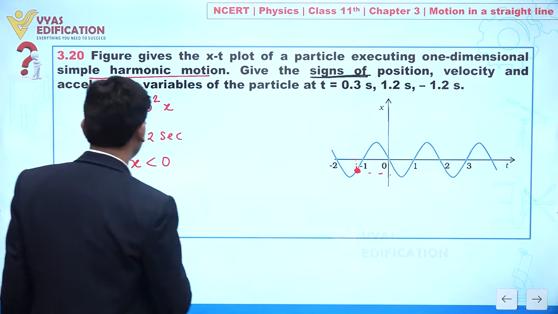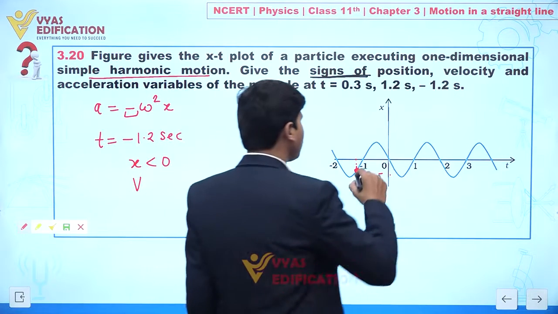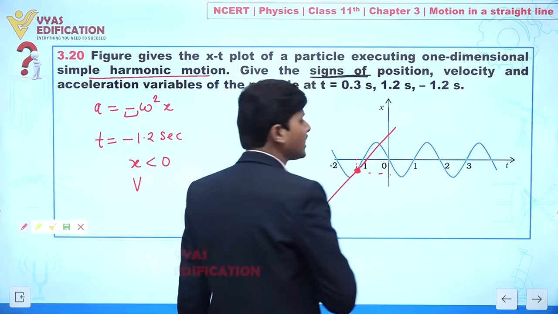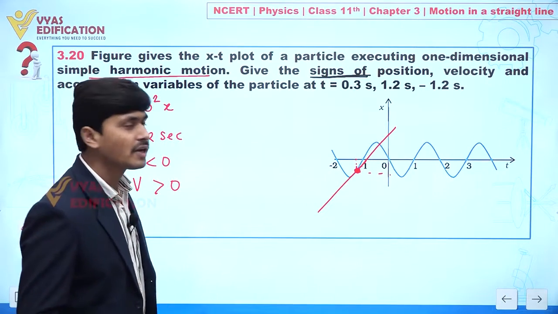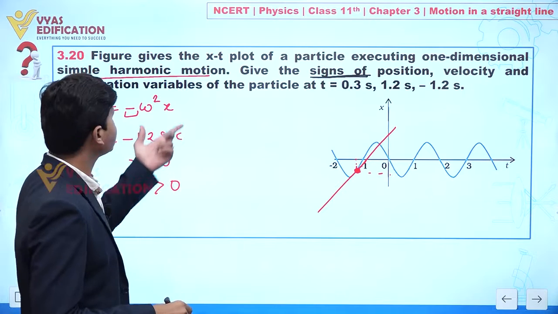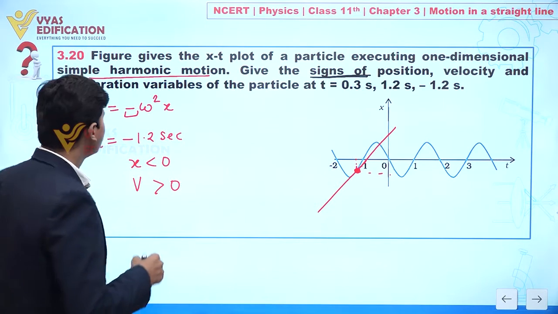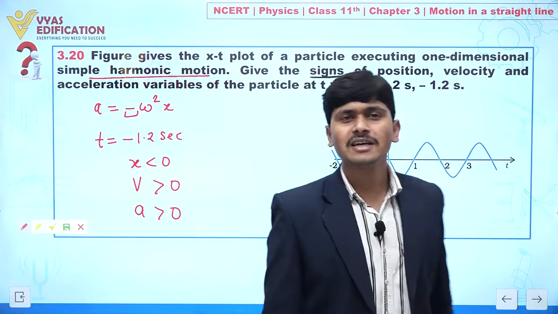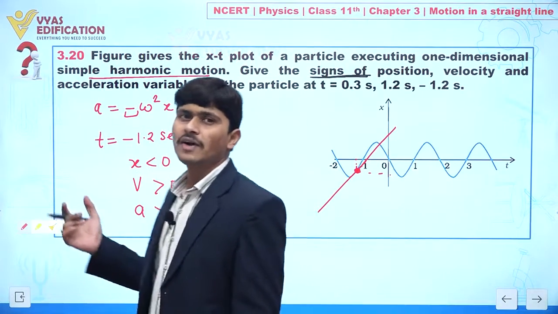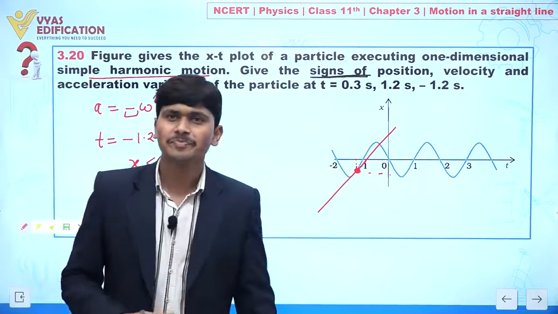If we talk about velocity, clear. If we draw a tangent here, definitely we are getting a positive slope. So, velocity is greater than 0. And what about acceleration? When we put the value x less than 0, it means this is negative, so we can say acceleration is greater than 0. Clear? So, like this we can find the sign of x, v and acceleration. Clear to everyone?